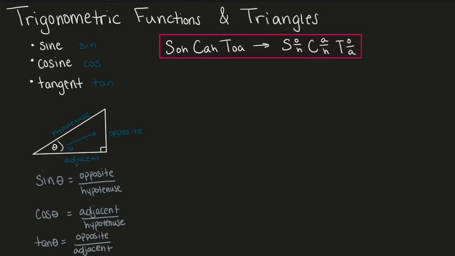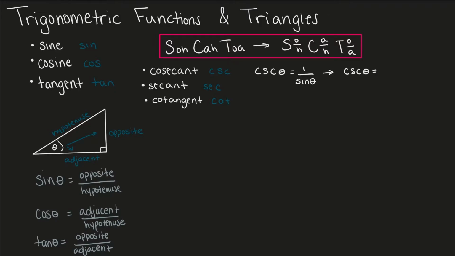We have three other trig functions: cosecant, secant, and cotangent, abbreviated CSC, SEC, and COT. Now, these three functions are simply the reciprocal of our first three functions. So cosecant of theta is equal to 1 over sine of theta. Or cosecant of theta is the reciprocal of what our sine is, so it is hypotenuse over opposite, H over O.